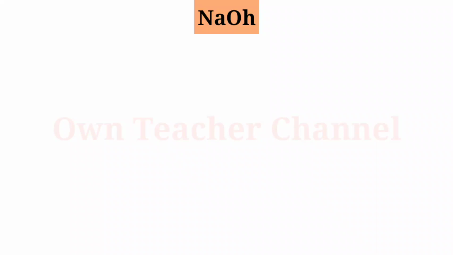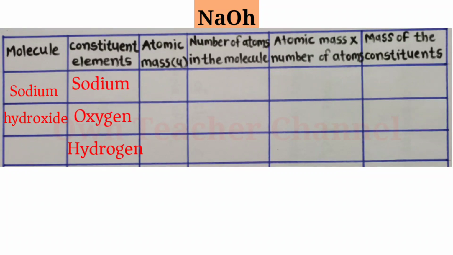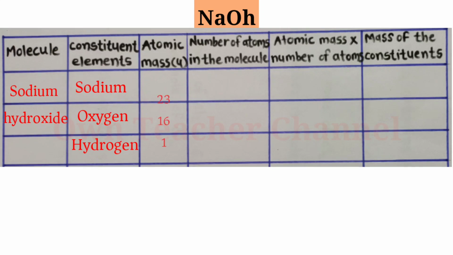Sodium hydroxide. Molecule: sodium hydroxide. Constituent elements: sodium, oxygen, hydrogen. Atomic mass: sodium 23, oxygen 16, hydrogen 1. Number of atoms in the molecule: sodium 1, oxygen 1, hydrogen 1.